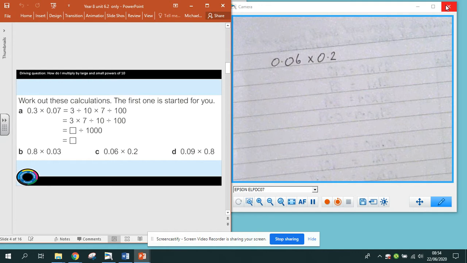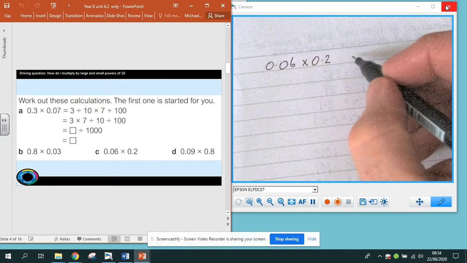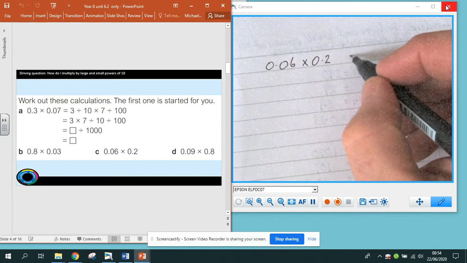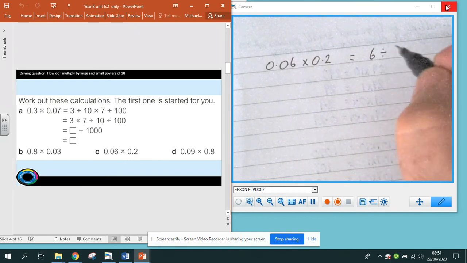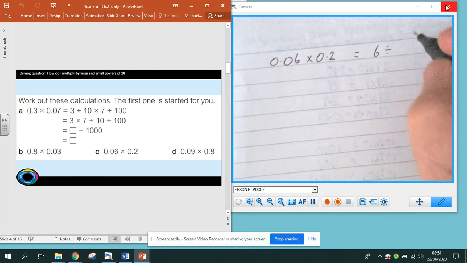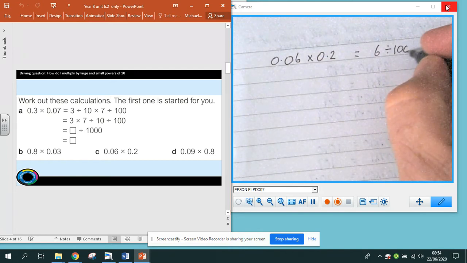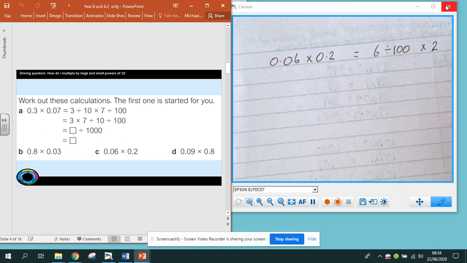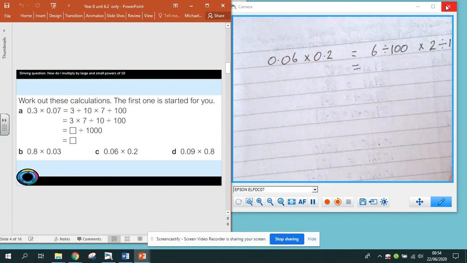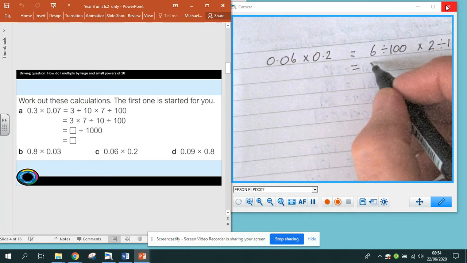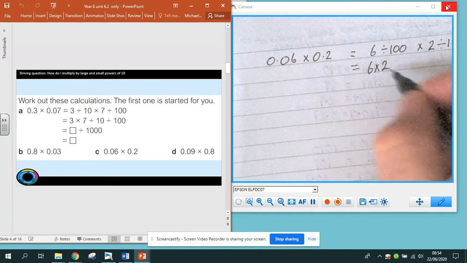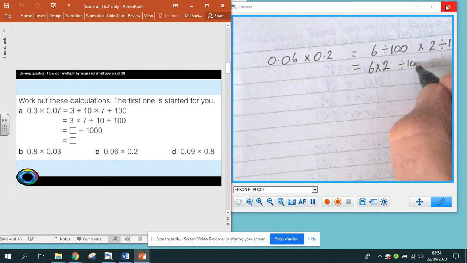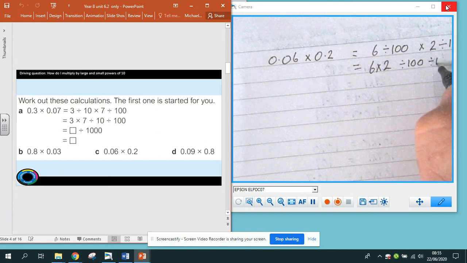Okay, so that is the same as 6 divided by, well, what number do I divide 6 by to make 0.06? I divide 6 by 100, multiplied by 2. And what number do I divide 2 by to make 0.2? 10. Then I group my multipliers together. 6 times 2 divided by 100 divided by 10.